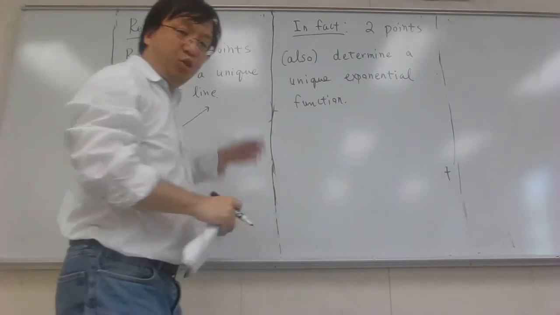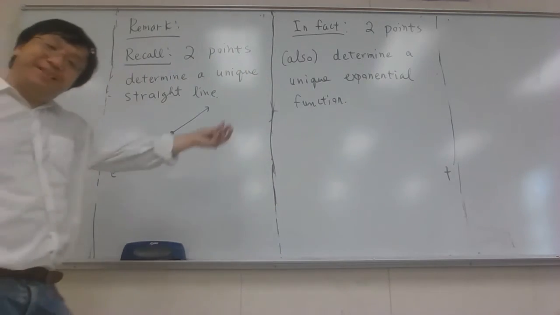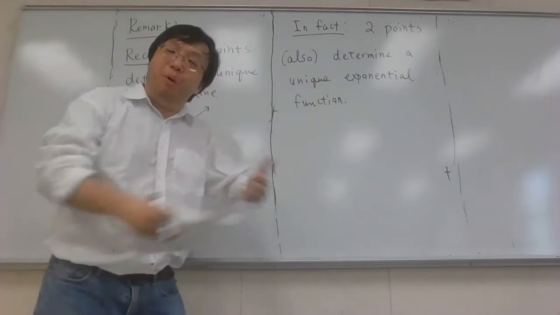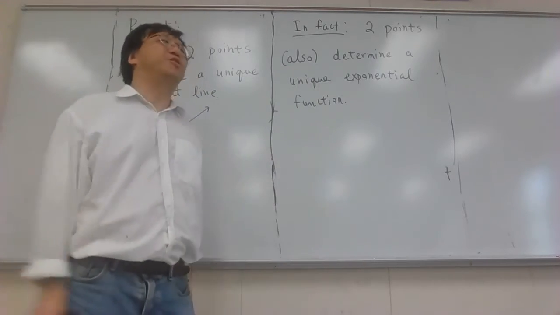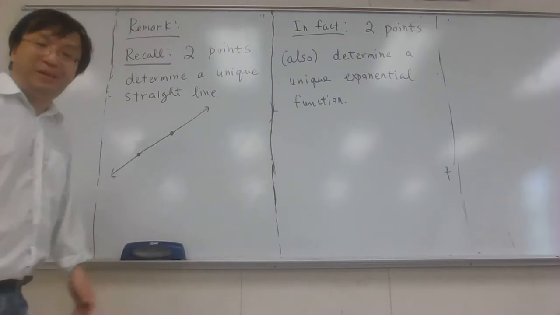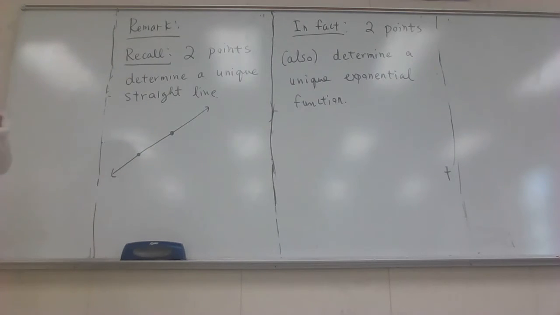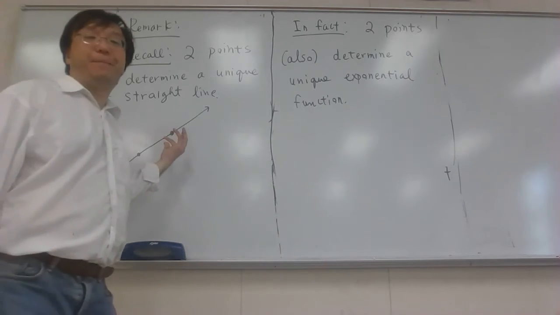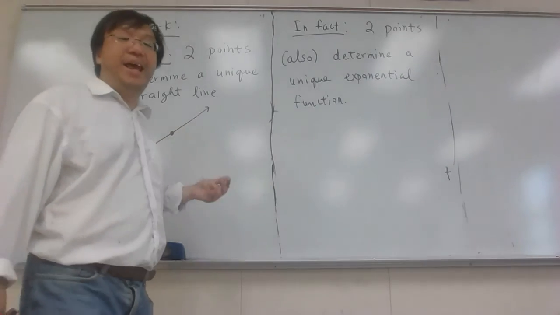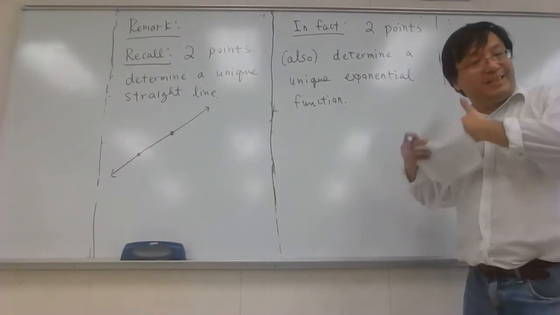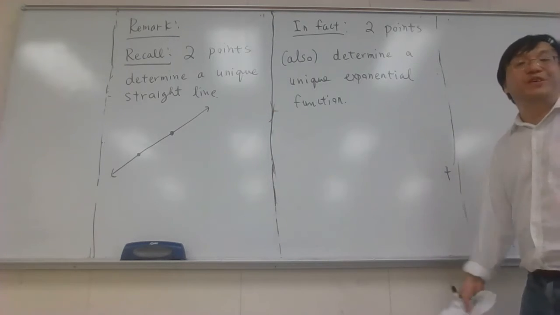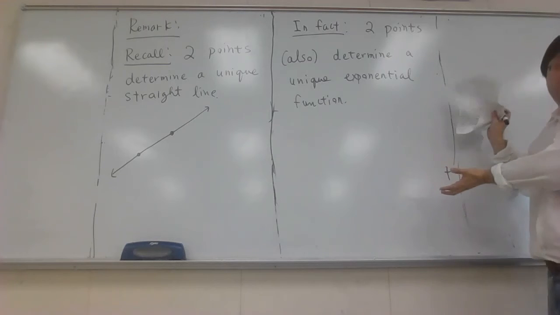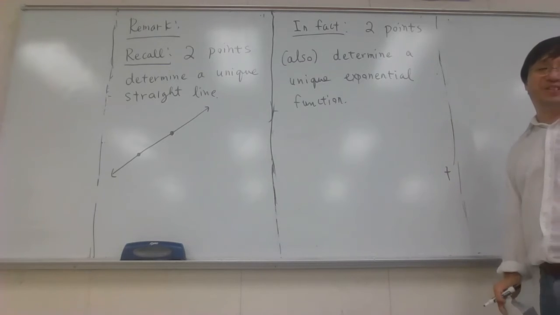This is a nice property that straight lines have, and it's a nice property that exponential functions also have. Most functions don't have this property. Sine functions don't have this property. Cosine functions don't have this property. Higher degree polynomials don't have this property. It's a nice property that's very rare. So straight lines have this property: two points determine a unique straight line. And also exponential functions, which is the second class of most important functions in this course, also have this property. Two points determine a unique exponential function.